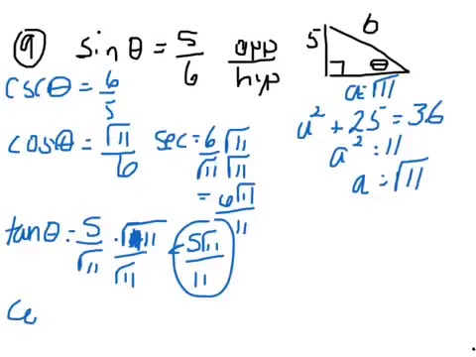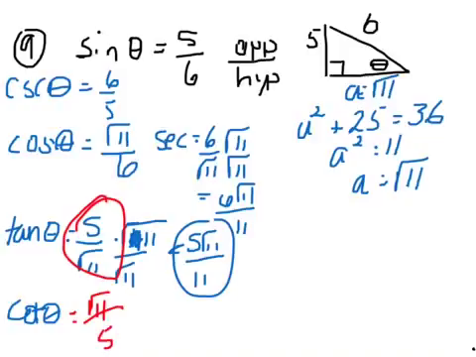Now if I want the cotangent, I just need to flip the fraction. I'm going to circle it in red. I'm going to flip this fraction so that I don't have to rationalize again. That's square root of 11 over 5. So those are my 6 trig functions. I found my third side. It was square root of 11. And I got all 6 trig functions there.